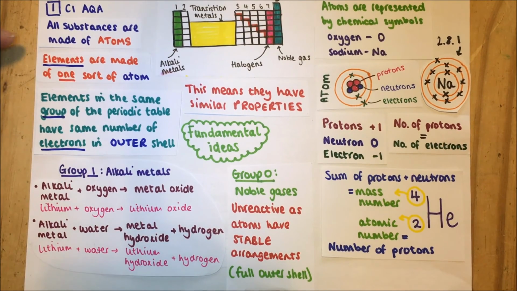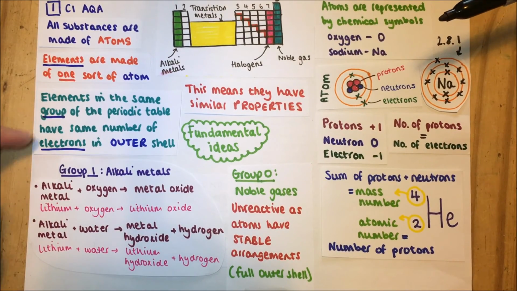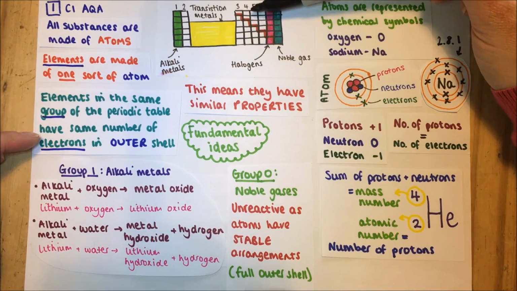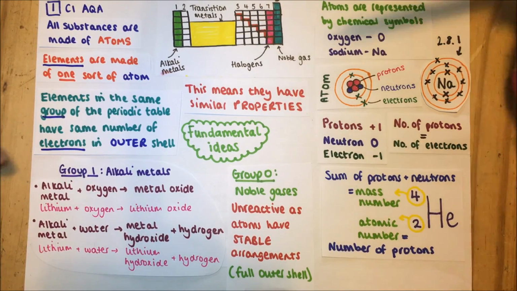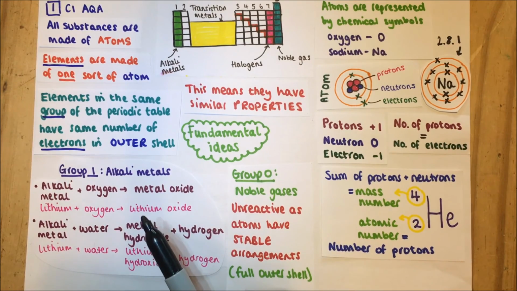Okay, so we've looked at the fact that substances are made completely of atoms, and elements are made of only one sort of atom. The elements that you need to be aware of and that we've discovered are in the periodic table. The elements in the same group, so if we look at group 5, would have the same number of electrons in the outer shell. So elements in group 5 will have 5 electrons in the outer shell, meaning that they have similar properties.